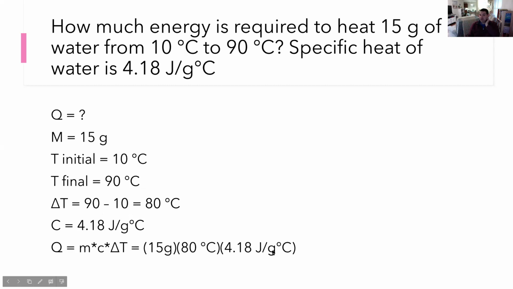My grams unit cancels out. My degrees Celsius unit cancels out. I'm left with just joules. 5,016 joules. So a pretty straightforward calculation. We've seen these in the past as a nice review to get our minds warmed up.